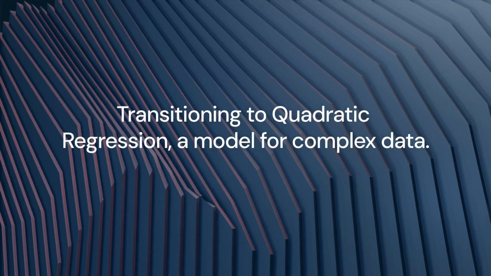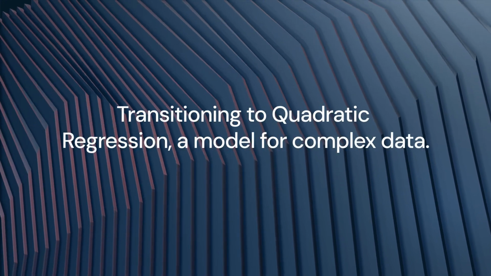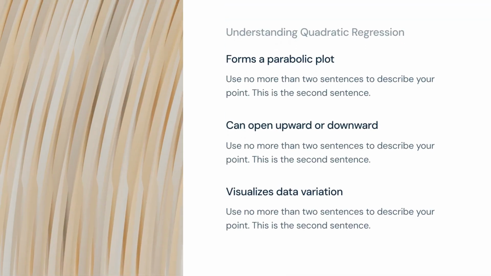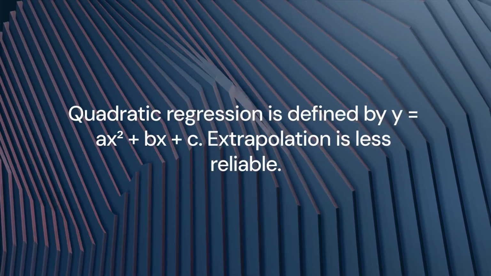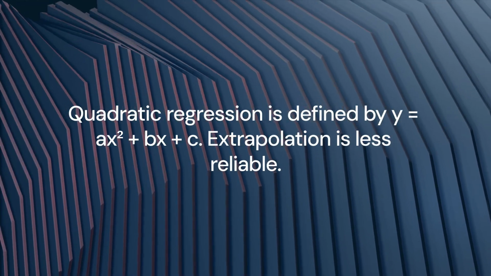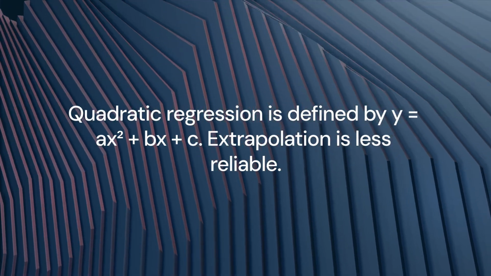Transitioning to quadratic regression, this model steps up the complexity by representing data through a parabolic curve, not just a straight line, which is especially useful for different types of datasets. Characteristically, a quadratic regression scatter plot forms a parabola that can open upward or downward. This visual helps in understanding how data points vary around a curved trend line. The equation y = ax² + bx + c, where a is not zero, defines quadratic regression. Here, too, we predict y values within and outside the observed range, though extrapolation remains less reliable.